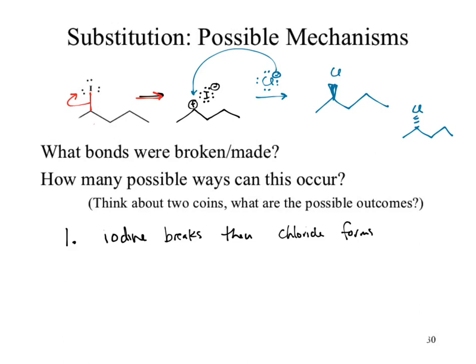Okay. Why would I get two products? Something about this mechanism actually tells me that there are two products. Really? Yeah, I just drew the two products. That was a joke. Ha. Something else about the reaction tells me I need two products.